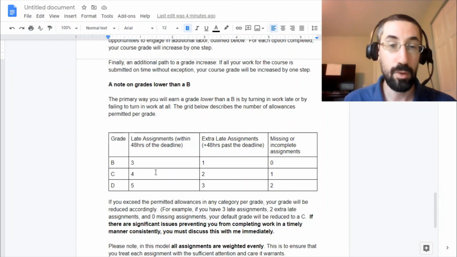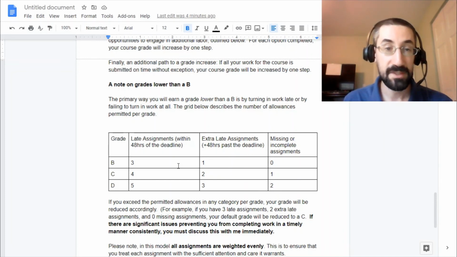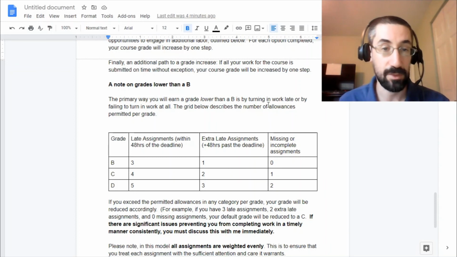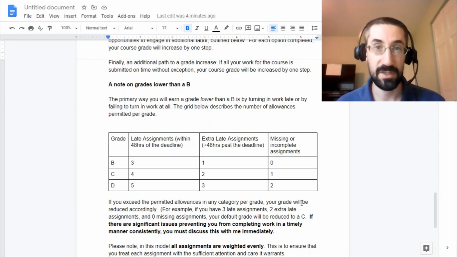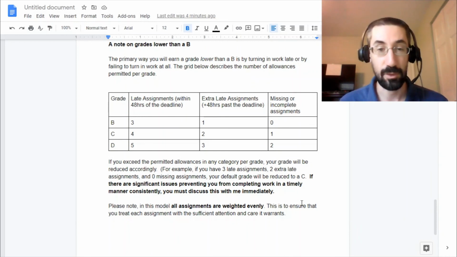And then below are the guidelines for a C and for a D. Now, let's say you are in that C area because you've missed some assignments or they're very late. You can earn your grade back up by completing those additional labor options that we talked about before. So even if things go off the rails at the start of the semester, you'll still have time to move your grade up by the end of the course.